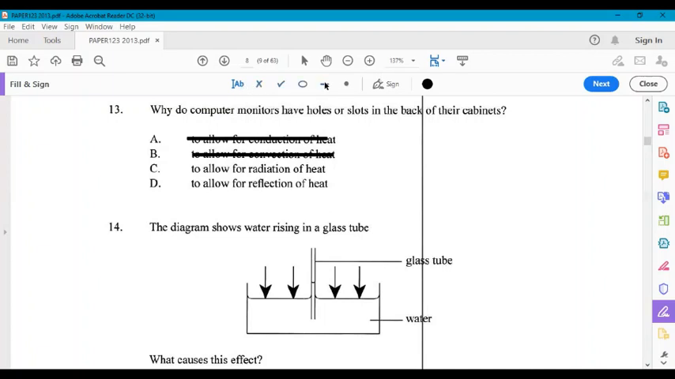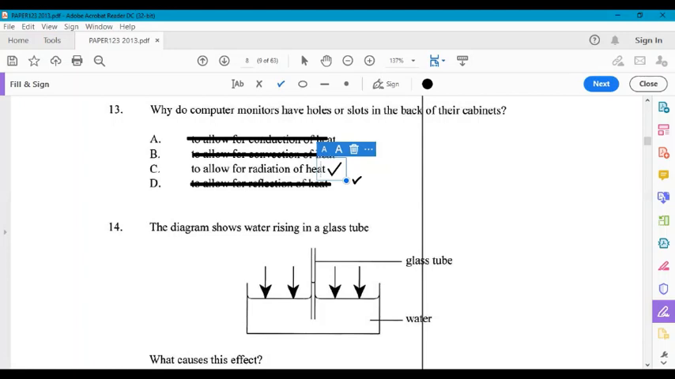That's not what's happening here. What we're looking for is heat transfer through a vacuum or through the air, through space. And that's what's happening when heat is allowed to leave the slots of the back of the cabinets. Okay, so C will be our answer for number 13.